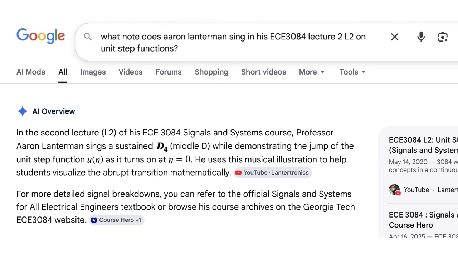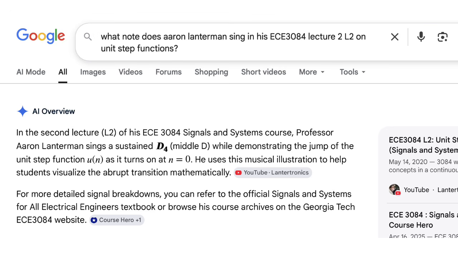I previously spelled out the word lecture, but later I changed it to an L, so I asked, what note does Aaron Lanterman sing in his EC 3084 Lecture 2, L2, on unit step functions? And the first thing it told me is that I sang a D, which I did not sing a D. Its description of what I'm doing with that note is accurate, but I did not sing a D.